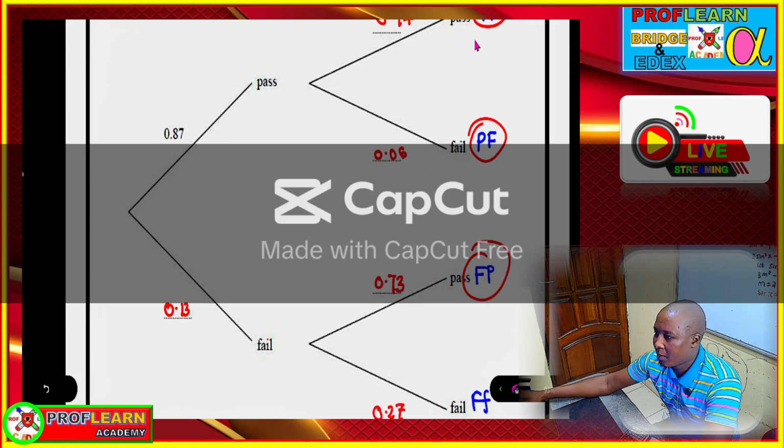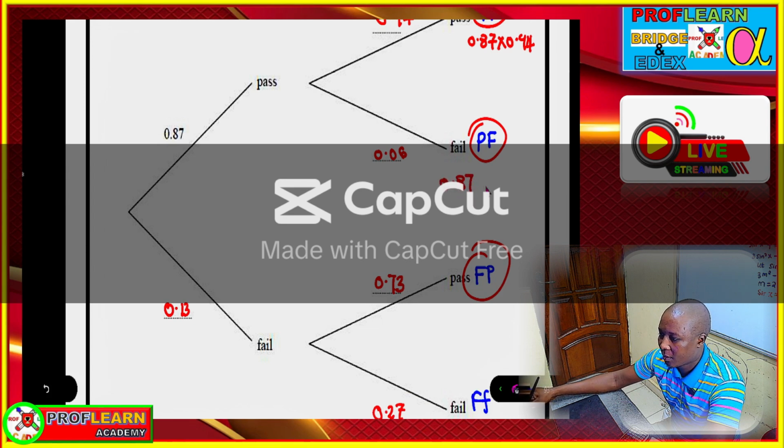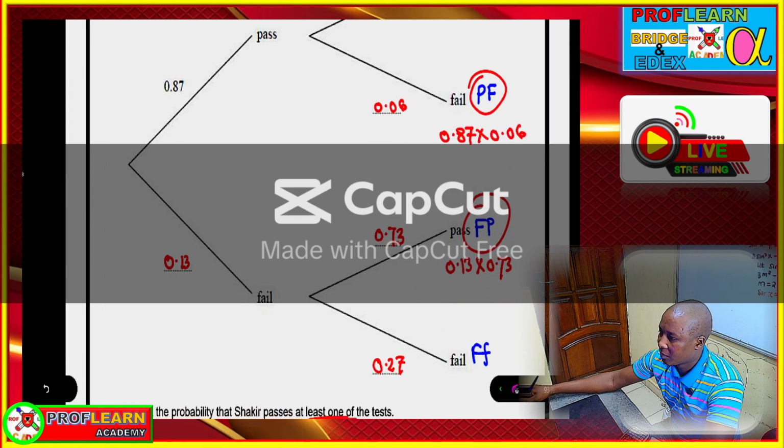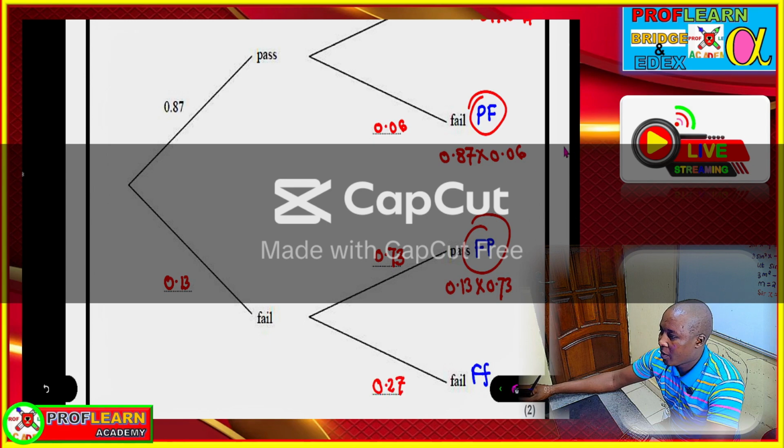So for this part it will be 0.87 times 0.94. For this part it is going to be 0.87 times 0.06, at least passed here. And then failed but passed the next one, so it will be 0.13 times 0.73. For each of them, we are going to find the answer and then add them together.